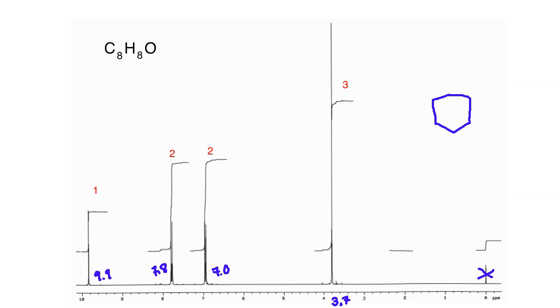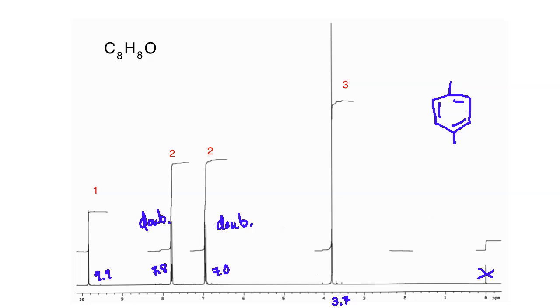Okay. And when I take a look at this, I've got an integration of 2 and 2 on these peaks here. So that means that I would have a di-substituted ring, and this is a little difficult to see in the resolution here, but this is a doublet, and this is also a doublet, in terms of the splitting pattern. And because of that, that tells me that I have some level of symmetry here, which means I'm going to have a para di-substituted compound.